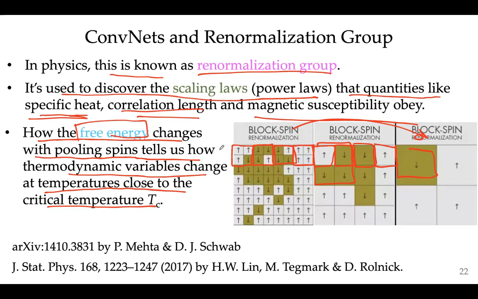This is an interesting subject. In physics, this is applied in almost any field. You can find the renormalization group in condensed matter systems, and in high energy physics like quantum field theory. So it's used in almost all fields of theoretical physics. You can read on this if you want. If you're interested, you can read the paper from Mehta and Schwab, or one of the papers from Lin, Tegmark, and Rolnick.